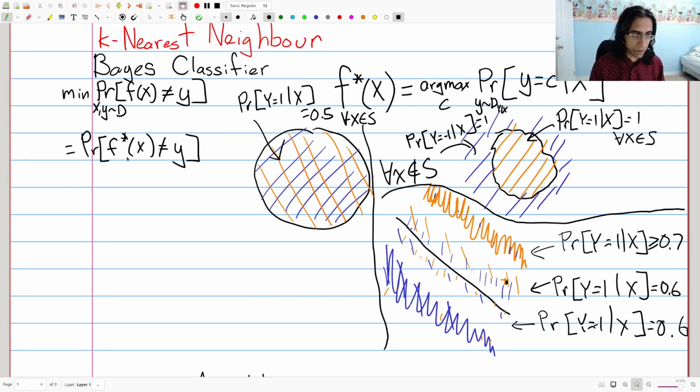And let's integrate or marginalize this out. So this can also be rewritten as the integral over all possible x of the probability of seeing x times the probability that f star of x does not equal y, conditioned on x.